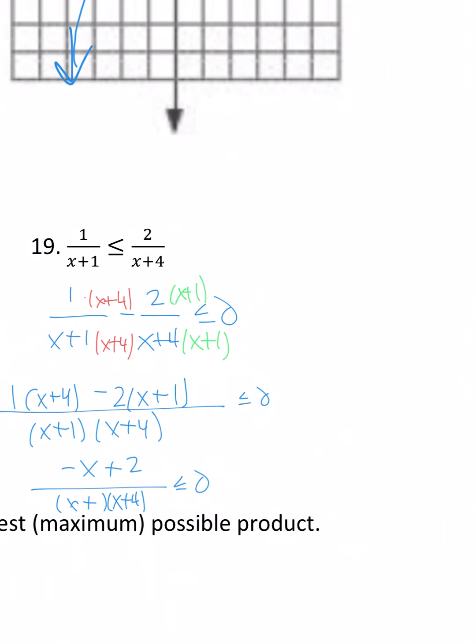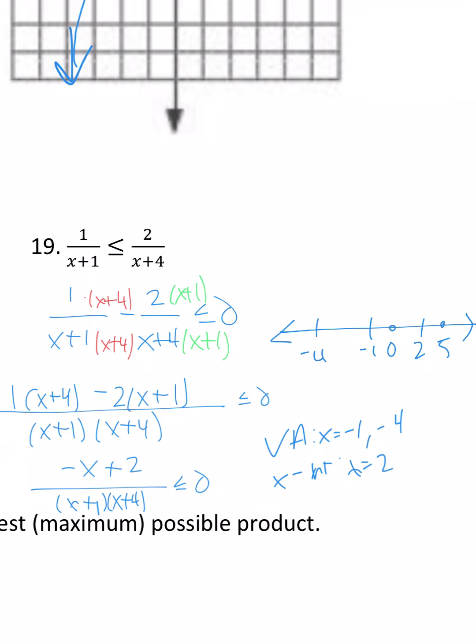But now I need to find my sort of number line components. So again, any vertical asymptote, which occurs at negative 1 and negative 4, and any x-intercept, which occurs at positive 2. So negative 4, negative 1, positive 2, and I'm going to test some points. 5, 0, negative 2, negative 5. And I end up with plus, minus, plus, minus.